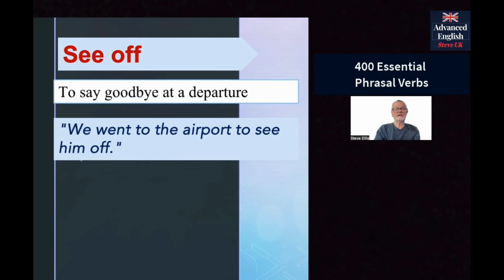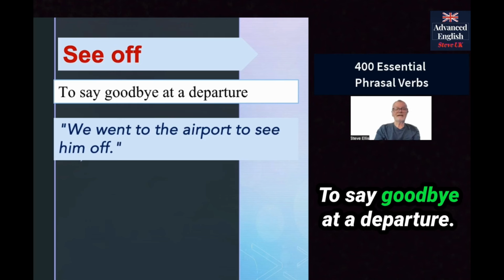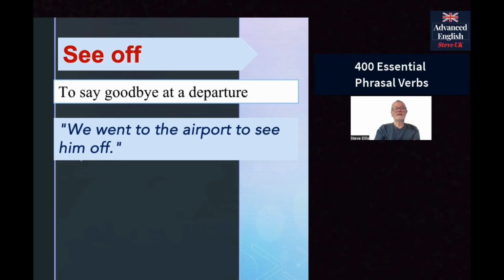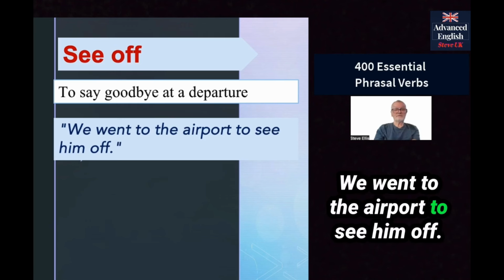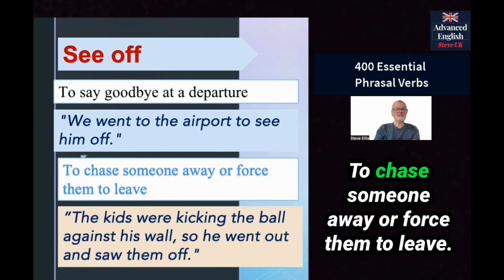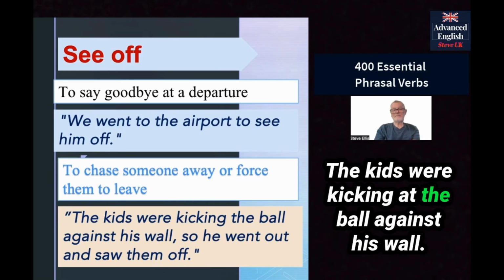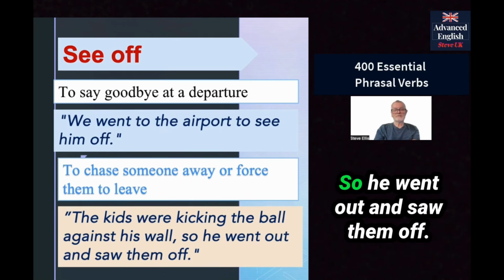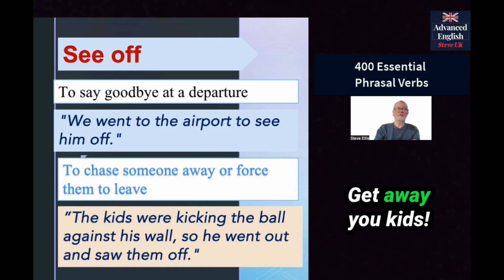See off. To say goodbye at a departure. We went to the airport to see him off. To chase someone away or force them to leave. The kids were kicking the ball against his wall, so he went out and saw them off. Get away, you kids!